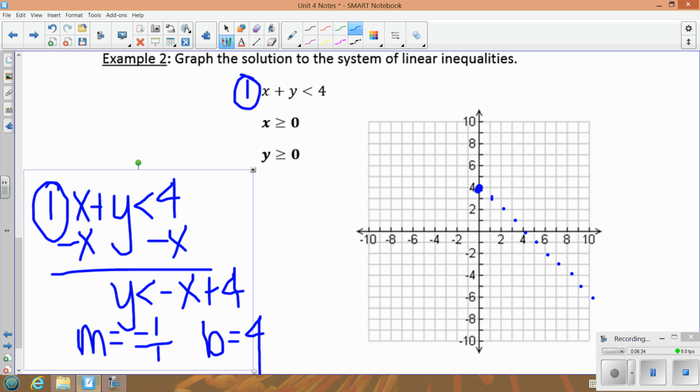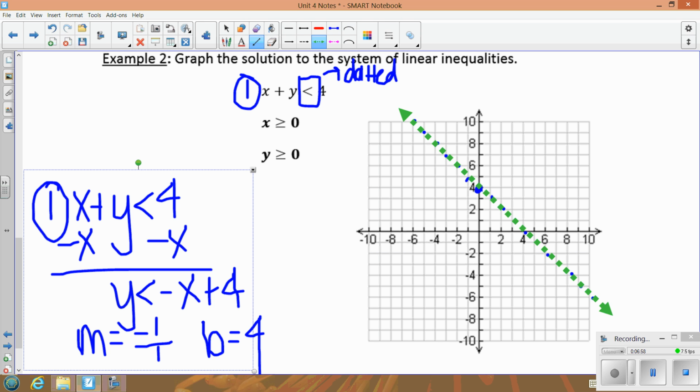Notice my points are a little off here. And then we have to decide what type of shading. So since we have a strictly less than symbol, it's going to be a dotted line. So let's go ahead and connect these with a dotted line, and then we'll look at the shading.